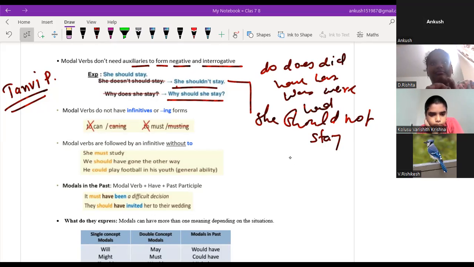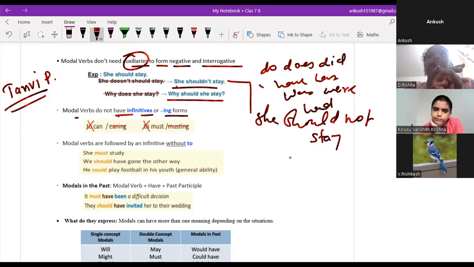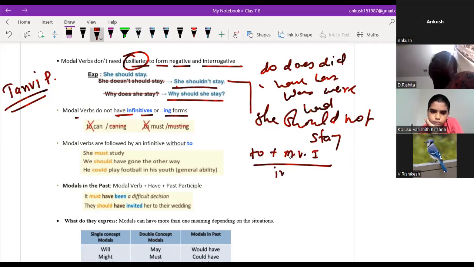Be concentrated. So they do not use any kind of primary auxiliaries like these. Modal verbs do not have infinitives or ing forms. They do not have infinitives. What is meant by infinitive? "To" plus main verb first form. That is called infinitive.